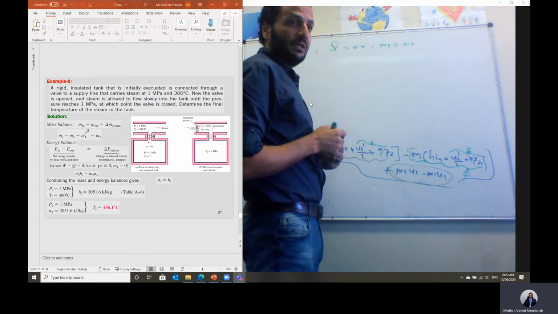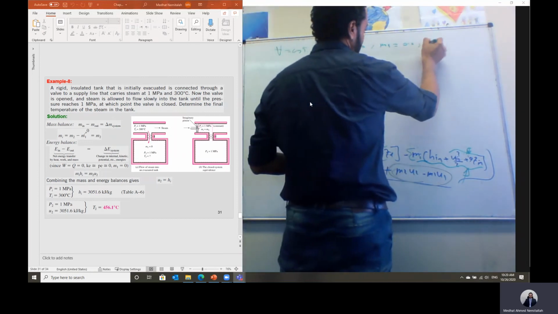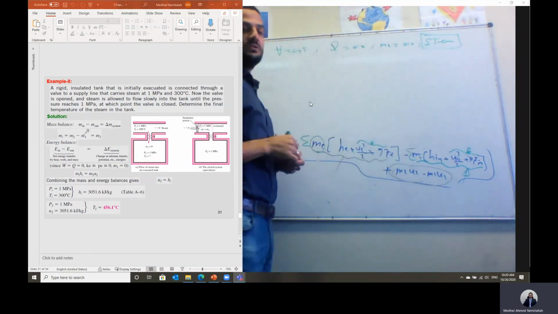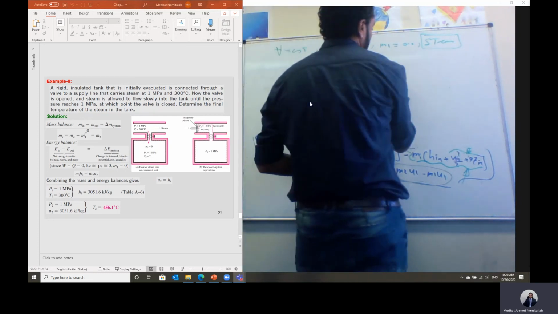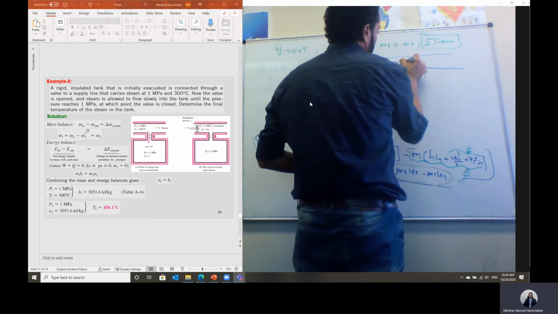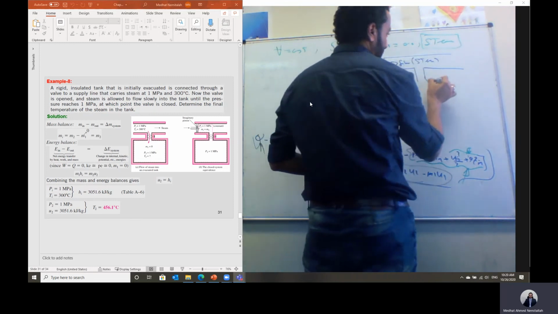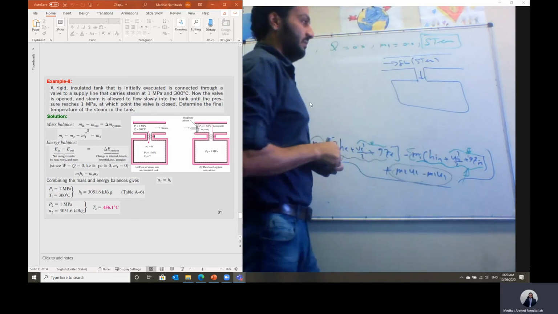And there is a supply line that carries the steam. So in this case, the working fluid is steam, and as the working fluid is steam, I will be using the steam table. Okay, so let's look at this problem. We have a supply line of steam, and this flow, which is steam, is going to fill a tank, and here is a valve.